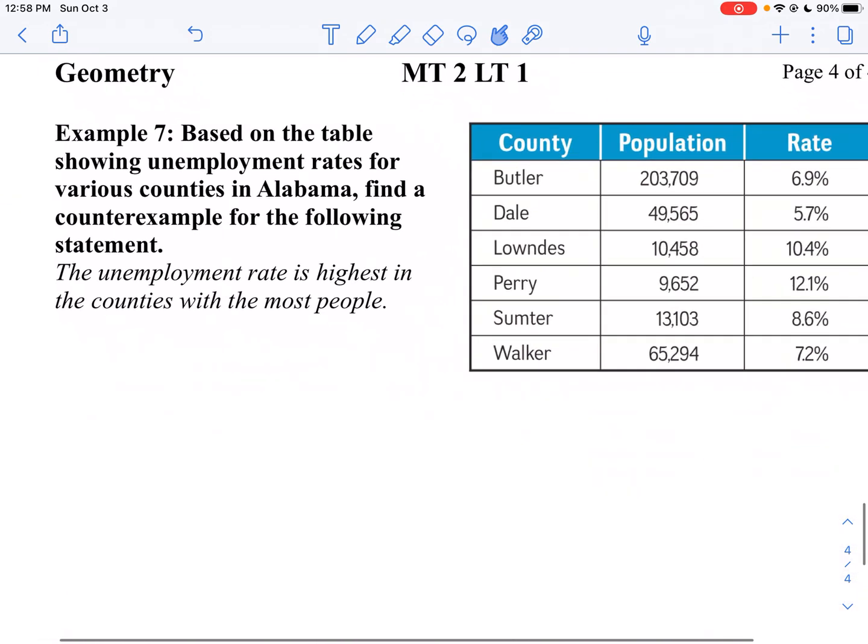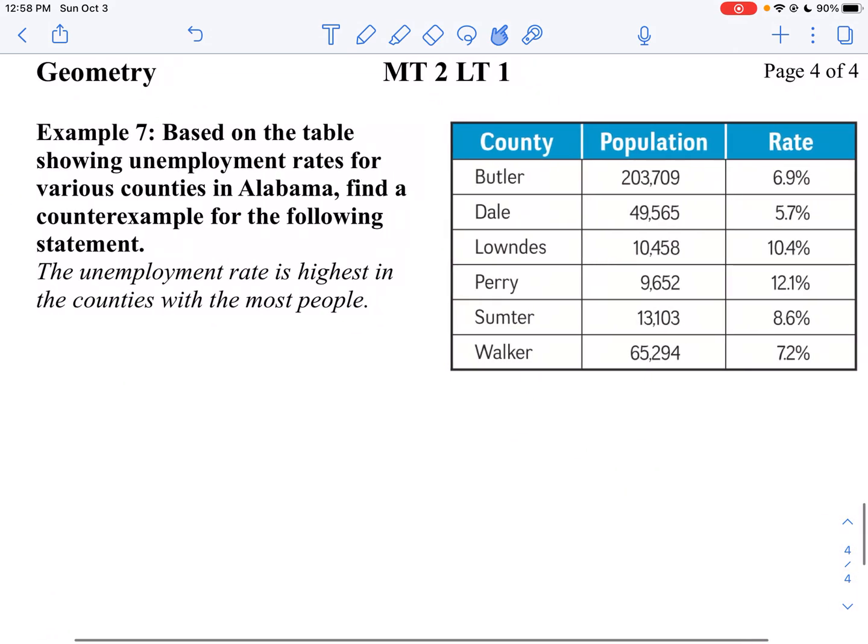Let's take a look at example 7. It says, based on the table showing unemployment rates for various counties in Alabama, find a counterexample for the statement, the unemployment rate is highest in counties with the most people. Well, if I take a look at that, it would be Perry. Perry has a smaller population than Butler, doesn't it? But it has a higher unemployment rate.